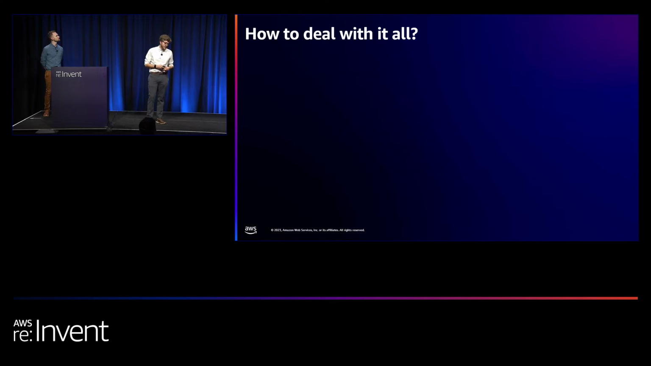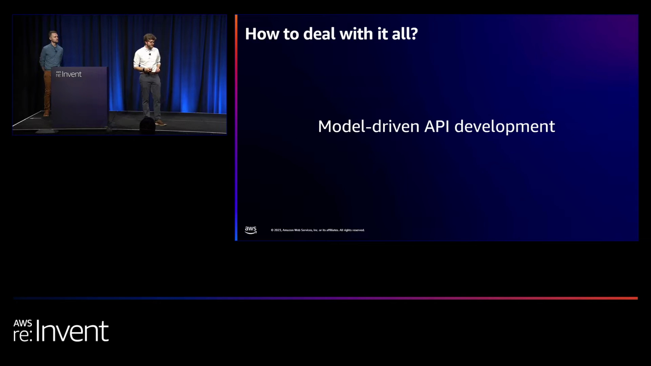Now, how do we deal with all of this? We have over 350 services, we support 12 different languages, and we have thousands of features we need to incorporate into our SDKs every year. As you might have guessed, the answer is model-driven API development.